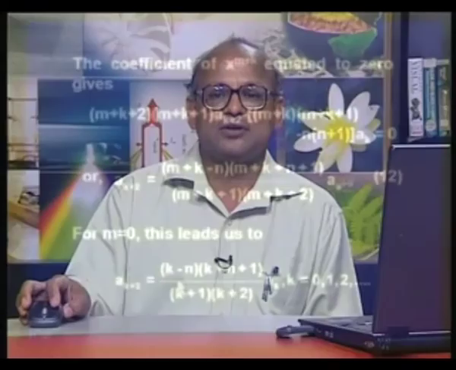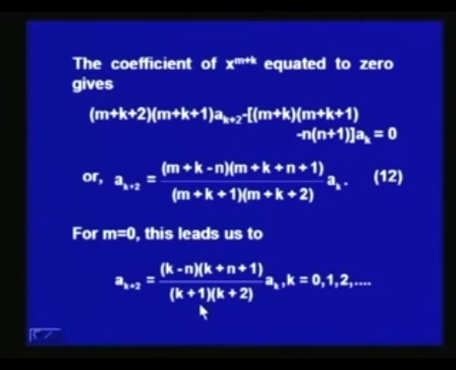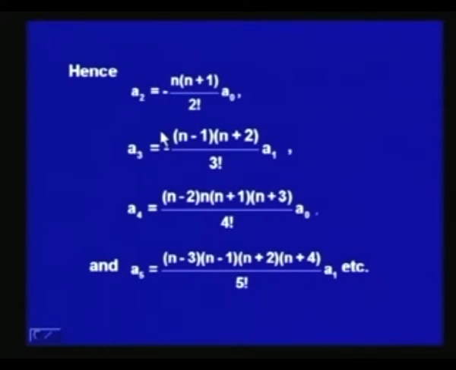When we take m equal to 0 here, we get a k plus 2 equal to k minus n into k plus n plus 1 over k plus 1 into k plus 2 into a k, where k takes values 0, 1, 2, 3 and so on. And therefore, we can find the values of a2, a3, a4 and so on. a2 is minus n into n plus 1 by 2 factorial a naught, a3 is minus n minus 1 into n plus 2 over 3 factorial into a1, and after we put the value of a2, we get a4 equal to n minus 2 into n plus 1 into n plus 3 upon 4 factorial into a naught.